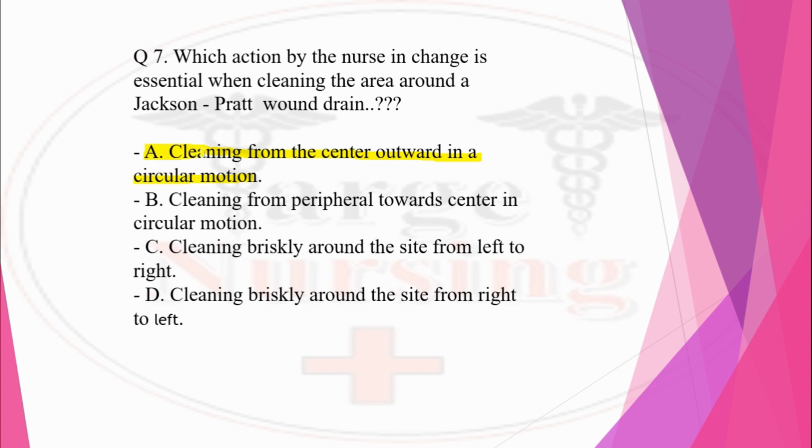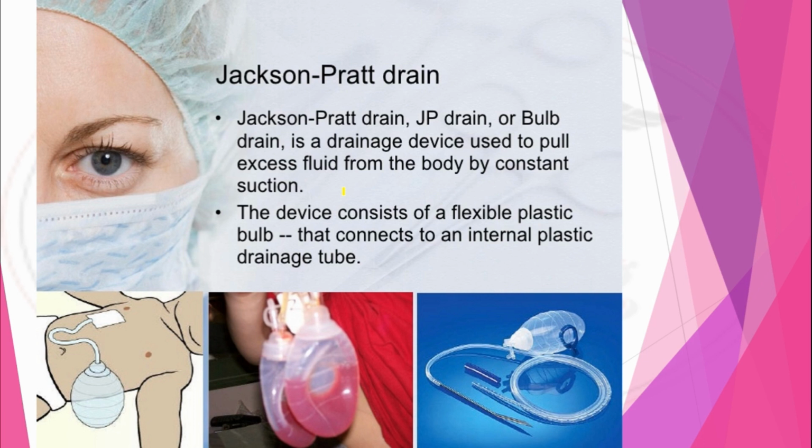Right answer. And about the Jackson Pratt wound drain, the Jackson Pratt wound drain is also known as JP drain or a bulb drain. It's a drainage device used to pull excess fluid from the body by constant suction. After any procedure, after an operation, or in some conditions, we have to place a drain at the site of the wound or the operation site. So this is a drainage device.